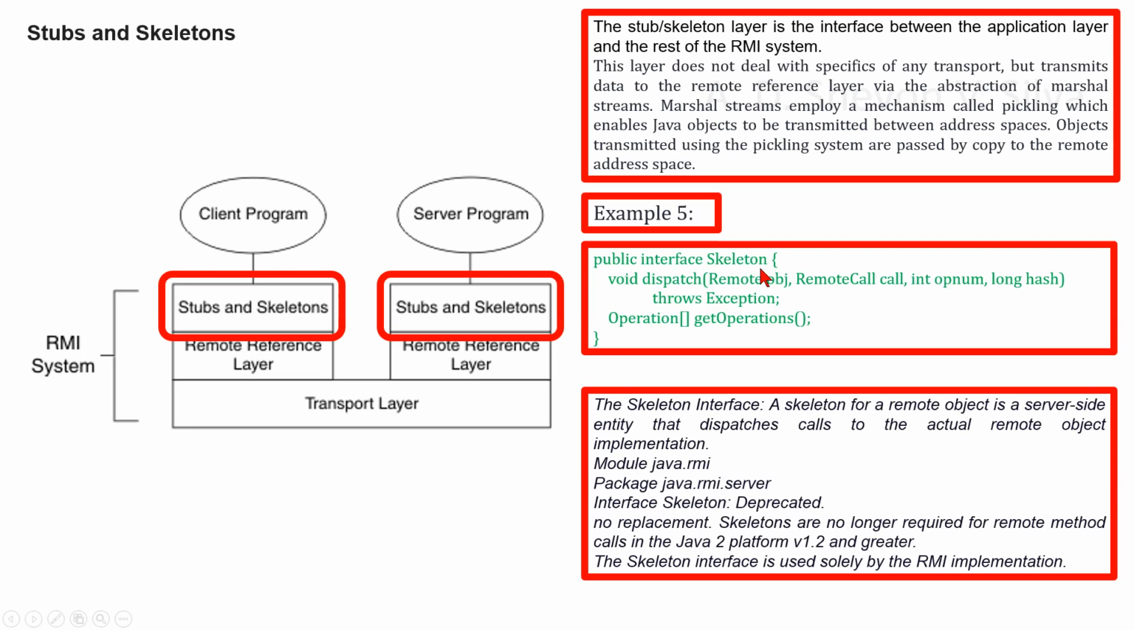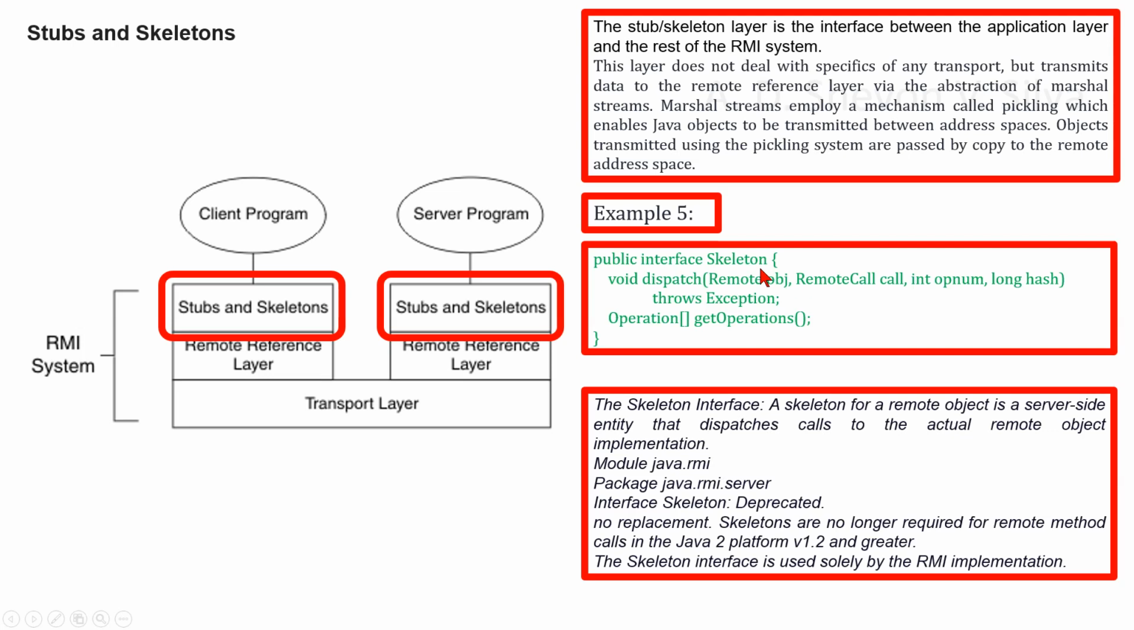The interface Skeleton is used solely by the implementation of skeletons generated by the RMIC compiler. A skeleton for a remote object is a server-side entity that dispatches calls to the actual remote object implementation. Note: the Skeleton interface was deprecated as of Java 2 SDK Standard Edition version 1.2. Version 1.1 compatible skeletons are generated in 1.2 using rmic -v1.1 compat, the default. The skeleton class generated by the rmic stub compiler implements this interface.